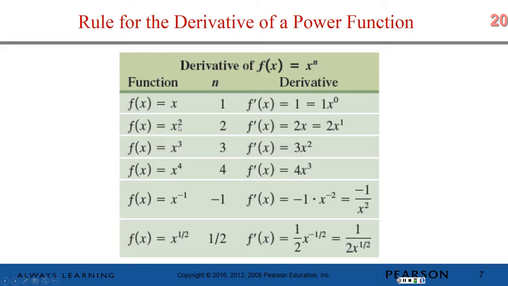If you have x squared, then you bring the 2 down in front of the x, and then reduce the 2 by 1. 2 minus 1 is 1, so it's 2x to the first power, which is 2x. And again with x cubed, you bring the 3 down in front, 3x to the 3 minus 1, which is 3x squared. And with the fourth, you bring the 4 down in front, reduce the power by 1, and you get 4x to the third power.